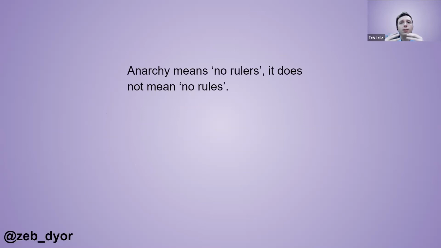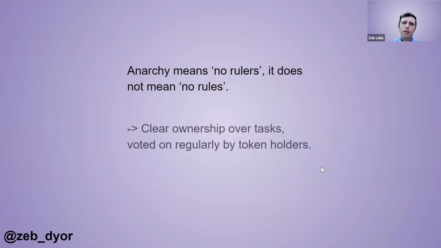I want to say that blockchain often is connected with anarchism, and anarchy means no rulers in Greek. It does not mean no rules. I think that's very good to remember, because a lot of people see anarchy as synonymous with chaos, but that is a meaning we have attributed to it over time. Anarchism just means no rulers, but people are making rules together. And clear ownership over tasks, which, for instance, in Synthetix DAO and Index Coop gets voted upon regularly by token holders, I think that really helps.